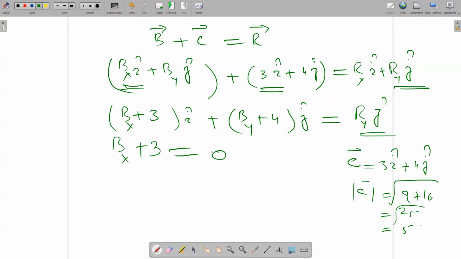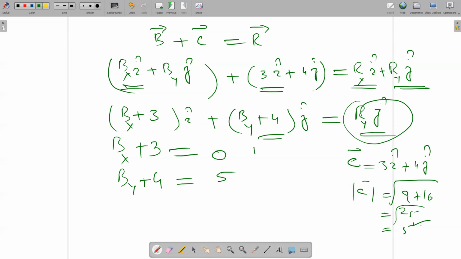0, because this is 0. Okay, and then By plus 4, this one, is equal to what? 5. It is equal to 5, because this magnitude is equal to what? 5. It is given in the question. It is written in the question.